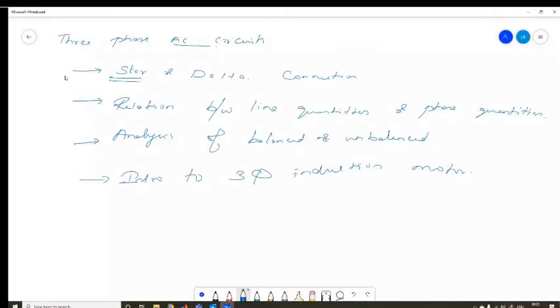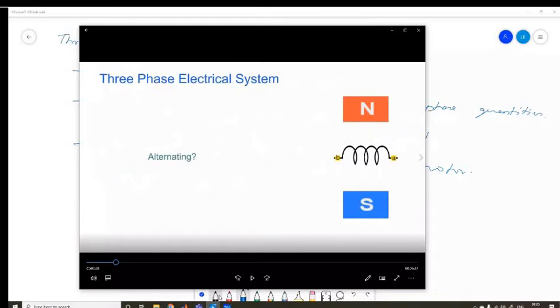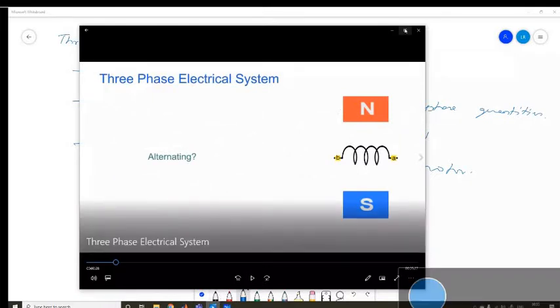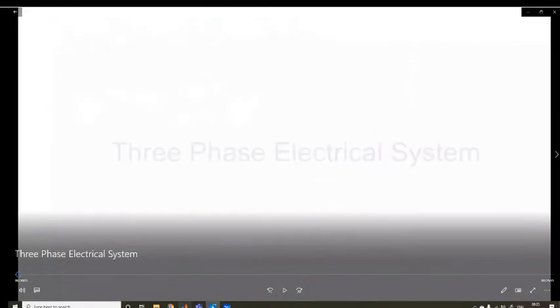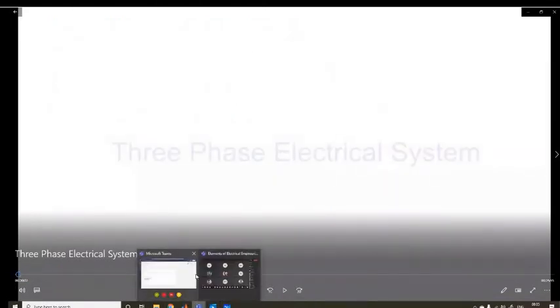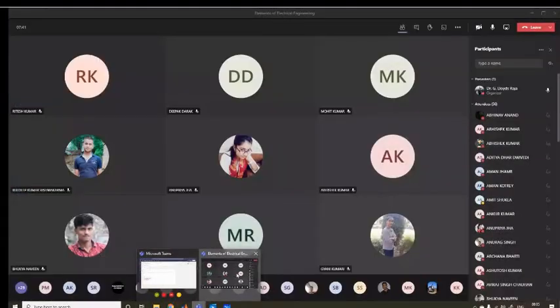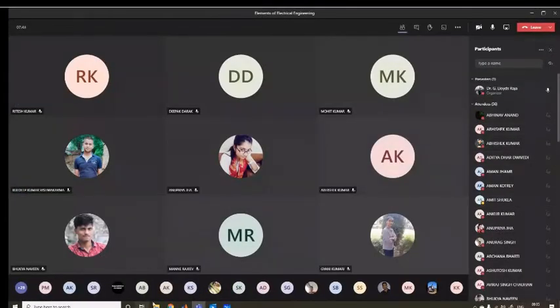Okay, so we'll start with the generation of this three-phase signal. So how is this generated? For that, we will watch a small video. So kindly pay attention to this video. This will give you a rough idea of what we are going to see in this particular module.